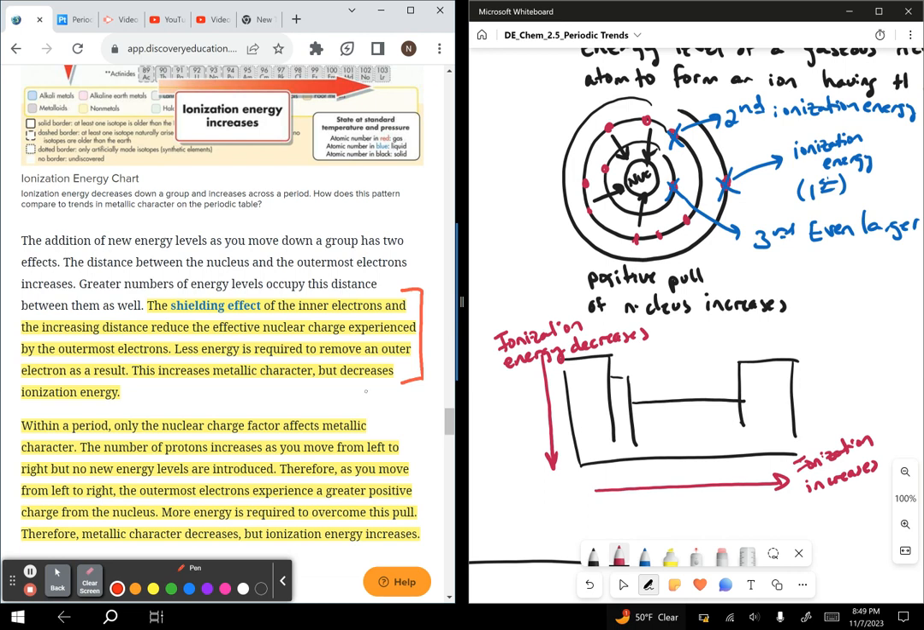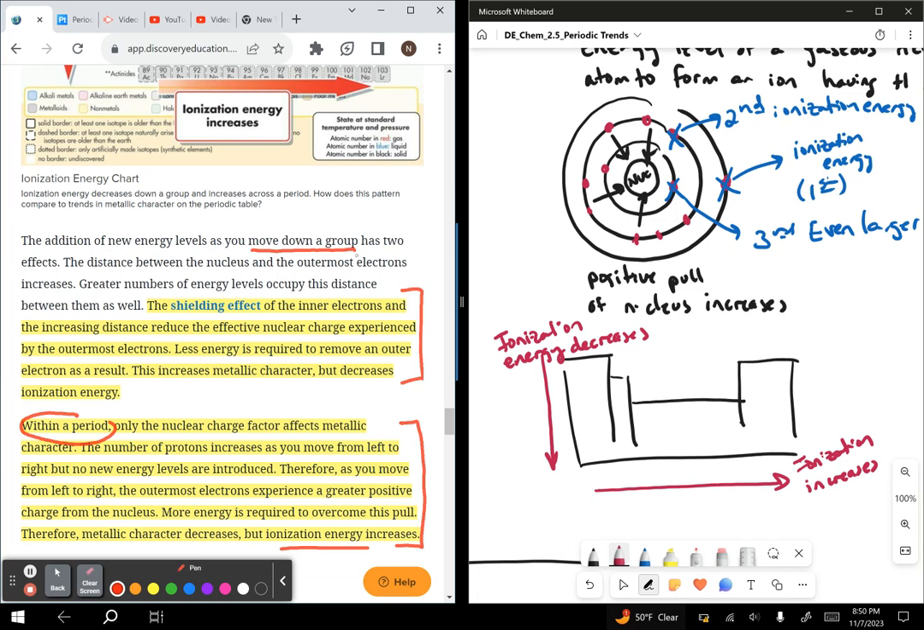Within a period, only the nuclear charge factor affects metallic character. So going across, the number of protons increases as you move from left to right, but no new energy levels are introduced. Therefore, the outermost electrons experience a greater positive charge from the nucleus. More energy is required to overcome this pull. Therefore, the metallic character decreases, but ionization increases. So this is talking about within a period, and up here, they're talking about within a group, as you move down a group. That's what we have on our pictures here as well.